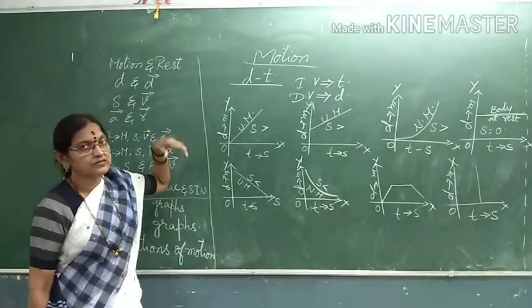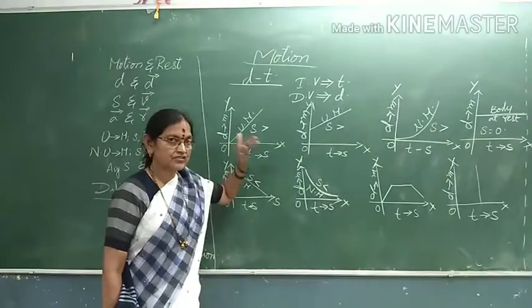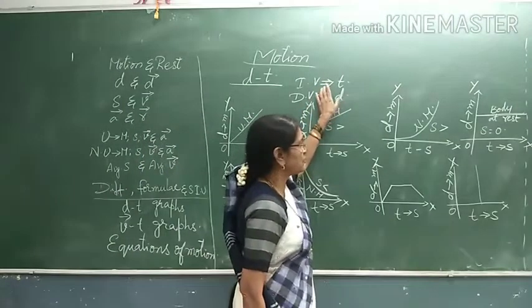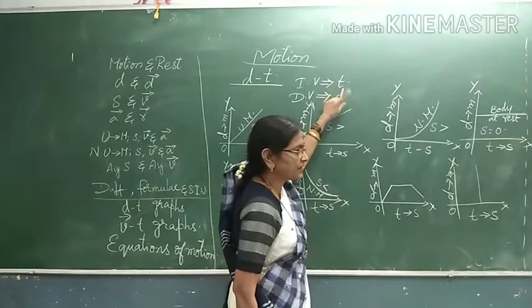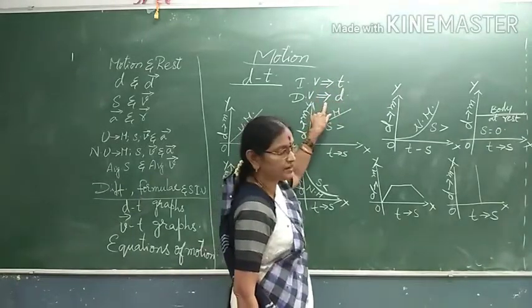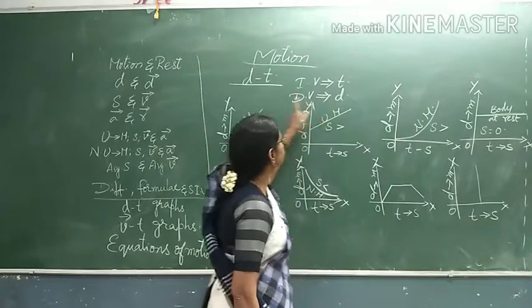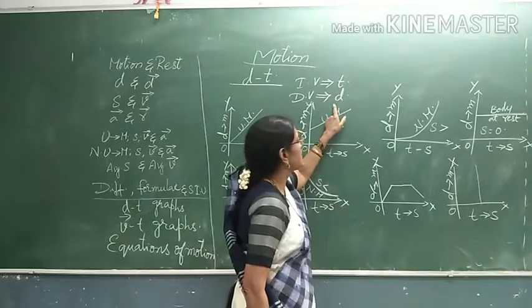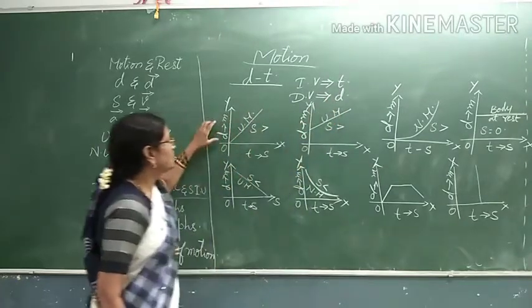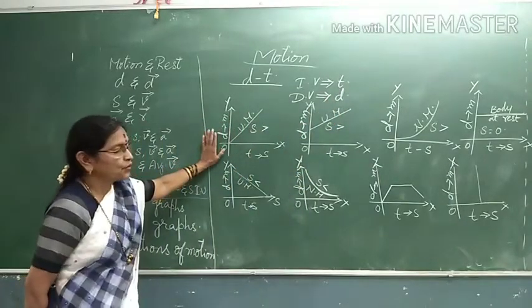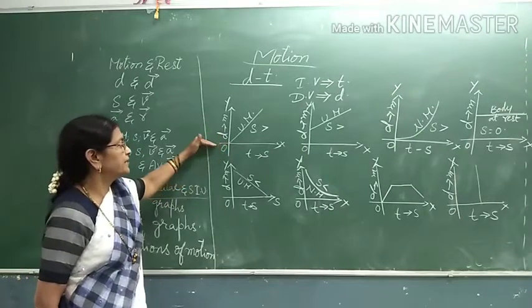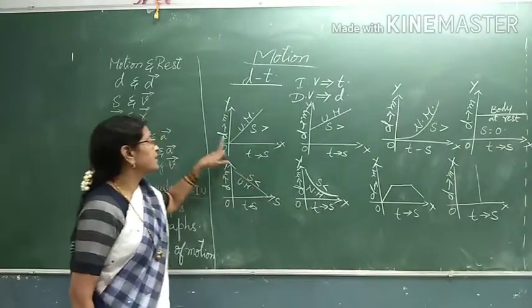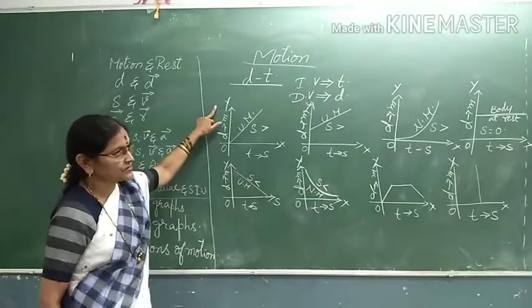The variable which we change at our choice is called the independent variable, whereas because of this change another variable changes, which is called the dependent variable. So in all distance-time graphs, time is the independent variable and distance is the dependent variable. When you are drawing distance-time graphs, always take the independent variable on the x-axis. So time on the x-axis, distance on the y-axis.